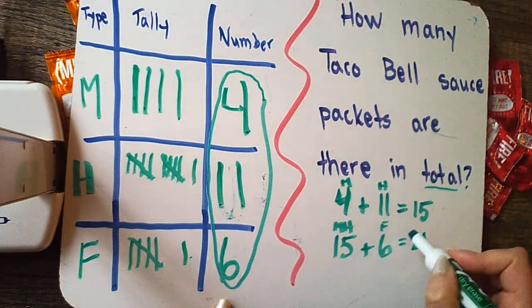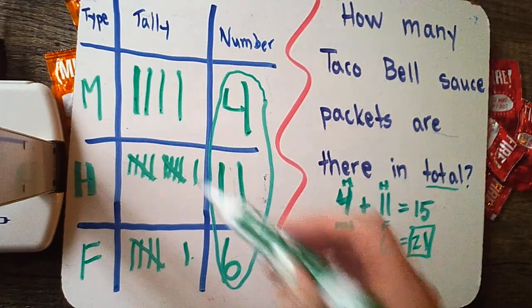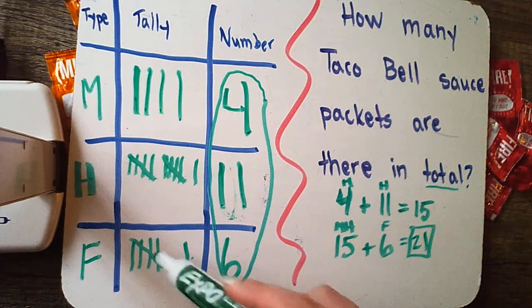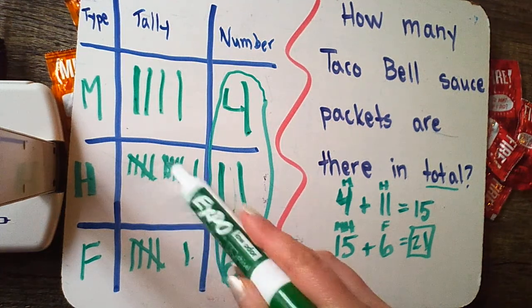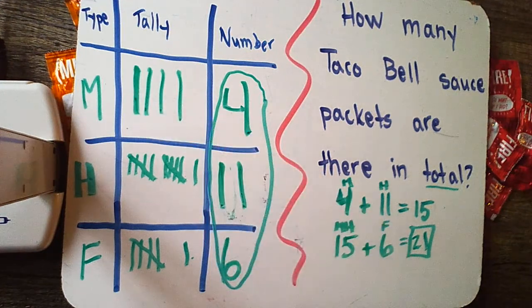So how many Taco Bell sauce packets are there in total? 21. I can check that work by going back and counting my tallies. I'm going to count the groups of 5 first. Here we go. 5, 10, 15, 16, 17, 18, 19, 20, 21. There are 21 sauce packets in total.